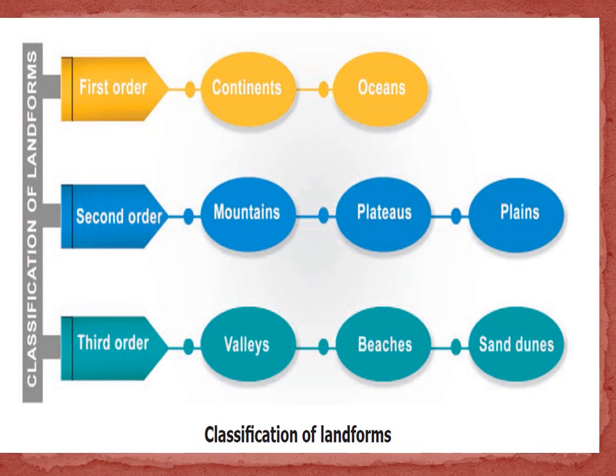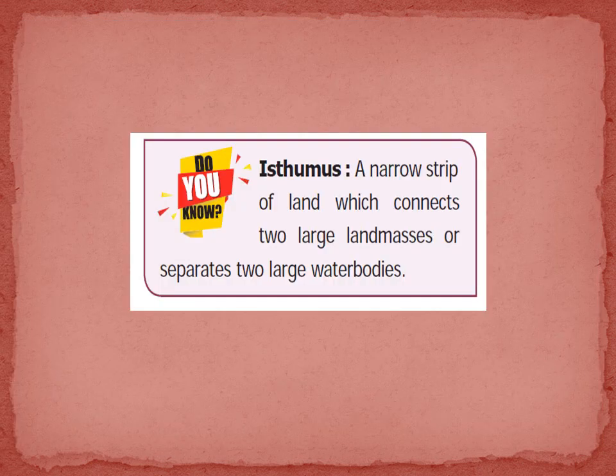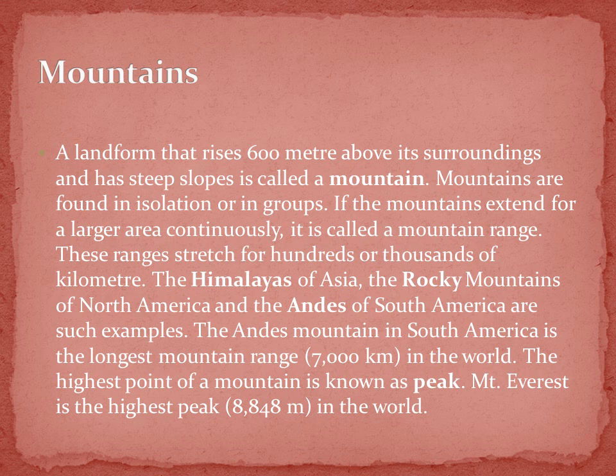Classification of landforms. First order. Under first order we have continents and oceans. Second order, mountains, plateaus, plains. Third order, valleys, beaches, sand dunes. Do you know isthmus? A narrow strip of land which connects two large land masses or separate two large water bodies.